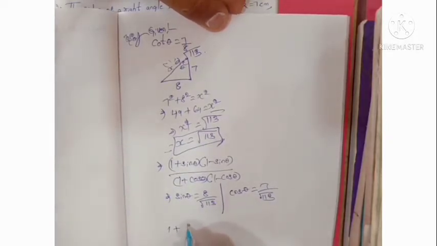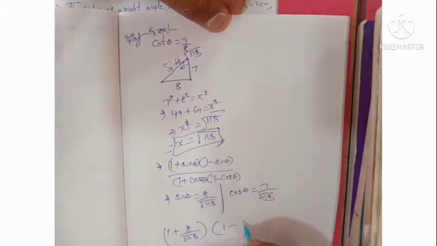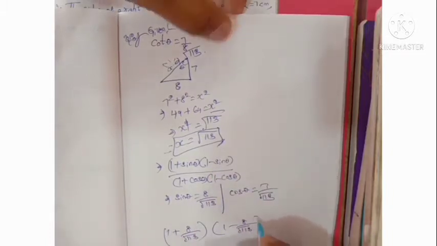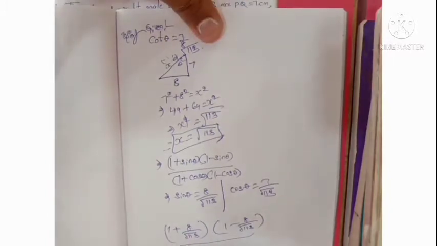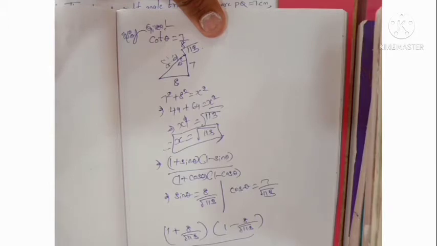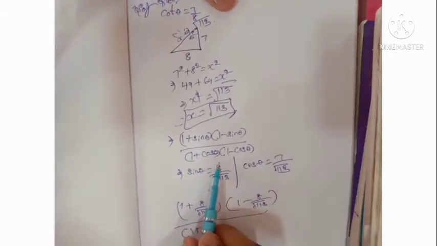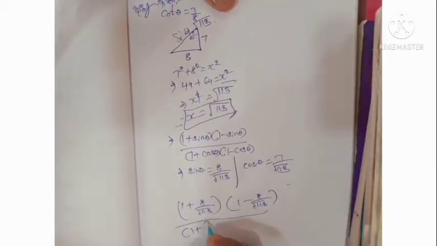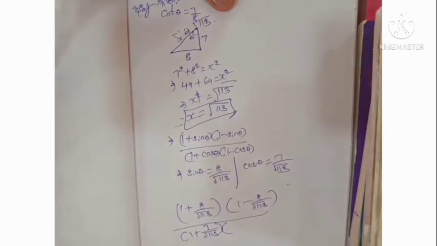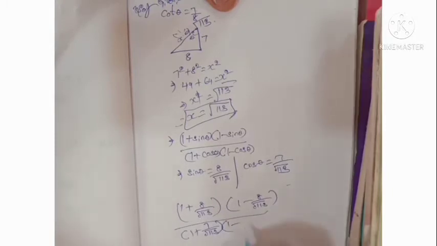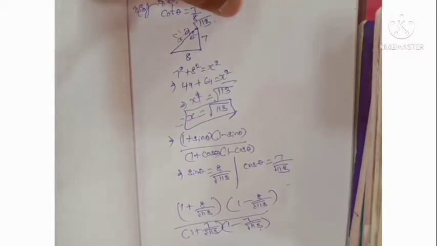1 plus sin theta means 1 plus 8 by root 113, bracket of 1 minus 8 by root 113. See, I will simplify very easily. Just don't make it tough. Trigonometry you can solve anyway. Just think and solve. Cos theta is 7 by root 113. We got root, how can we solve? Don't think in that way.